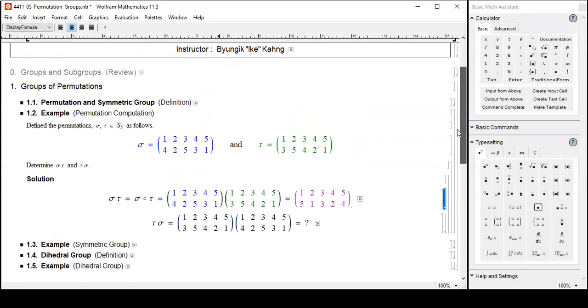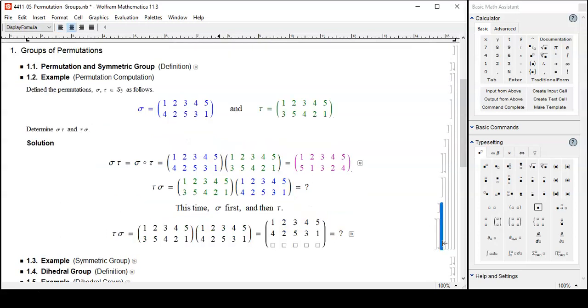Okay, similarly, let's do tau times sigma. Again, this is computation, so right hand side first. So sigma first, and then tau. So how do you do that? So sigma first, and then tau. So sigma first. 1, 2, 3, 4, and 5 go to 4, 2, 5, 3, and 1 respectively. That follows directly from this.